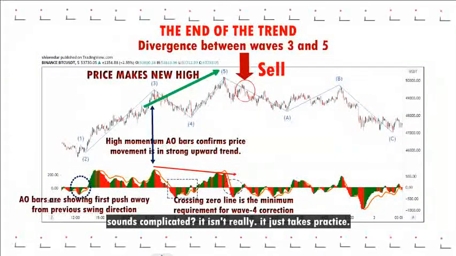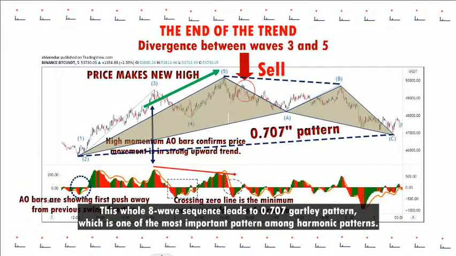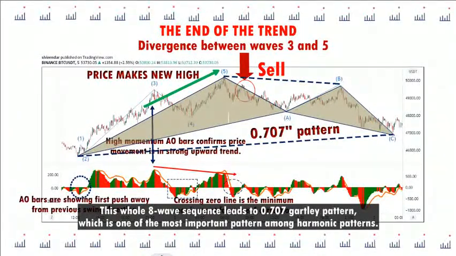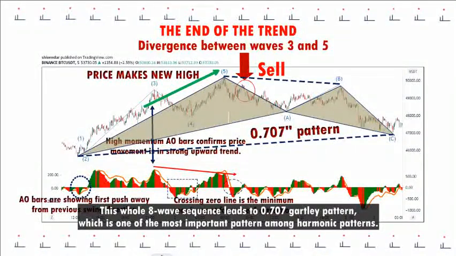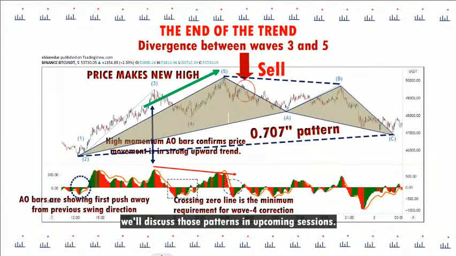Sounds complicated? It isn't really. It just takes practice. This whole 8-wave sequence leads to the 0.707 Gartley pattern, which is one of the most important patterns among harmonic patterns. We'll discuss those patterns in upcoming sessions.